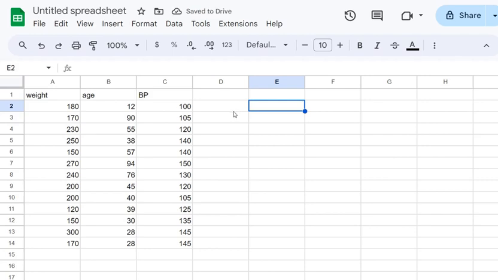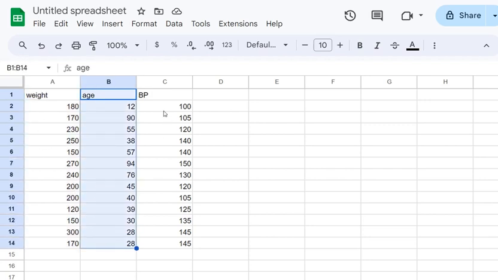Okay, a multiple linear regression model is where you have two or more independent variables trying to predict one dependent variable. My two independent variables are weight and age, and we're trying to use those to predict a person's blood pressure. Just a random data set I made up.